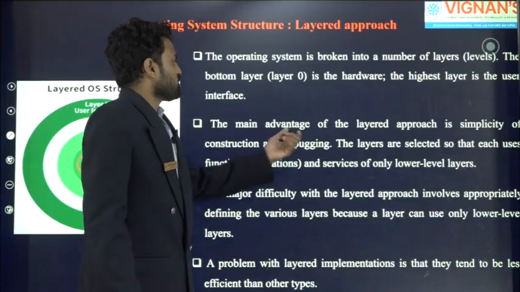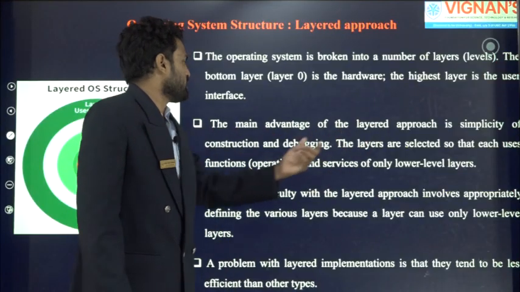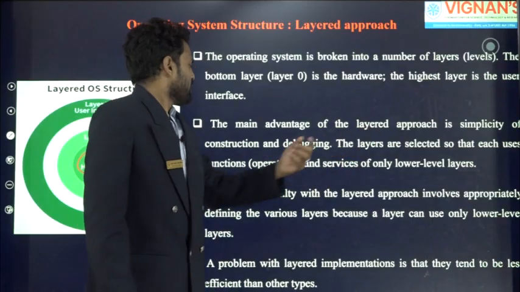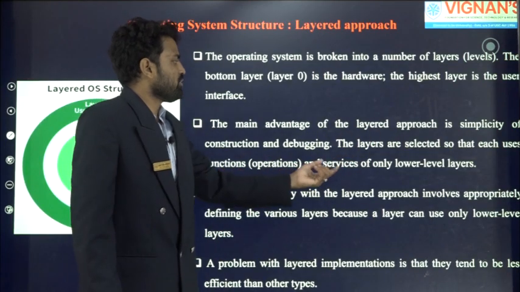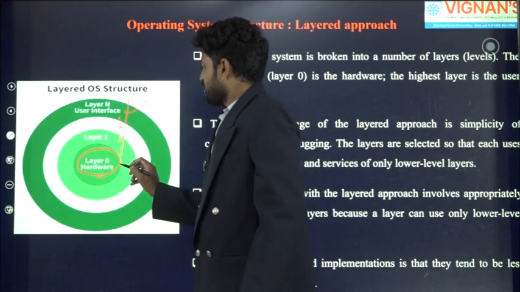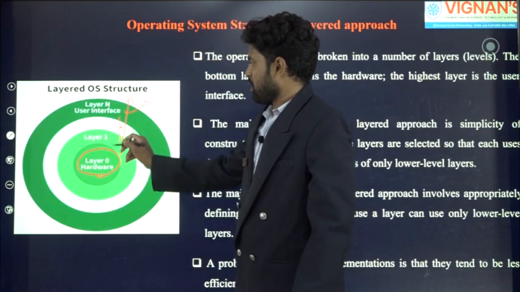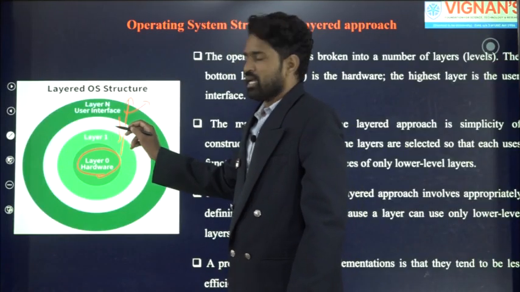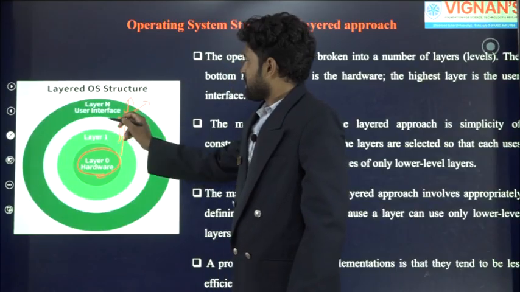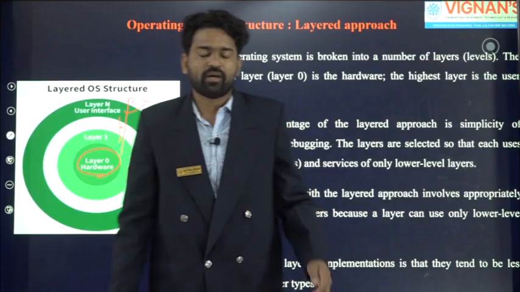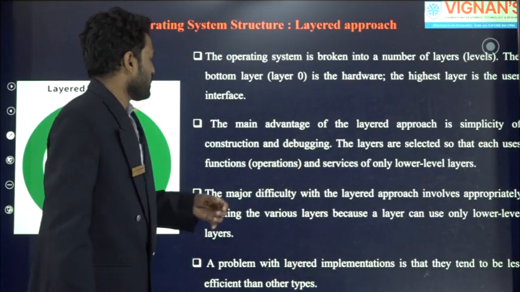The main advantage of this layered approach is simplicity of construction and debugging. The layers are selected so that each uses the functions and services of only lower-level layers. So here the lower-level layer will take input from layer 1, do some processing, then give output to layer 1. Layer 1 takes data from layer 2, then gives data to layer 2. Likewise, we are doing things layer by layer.